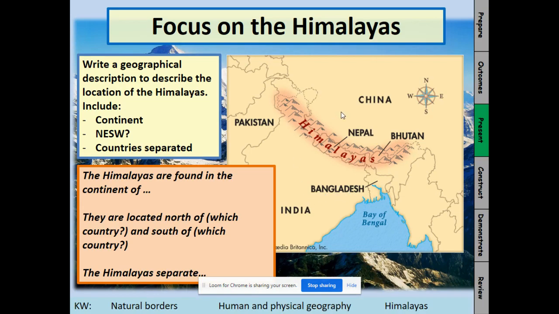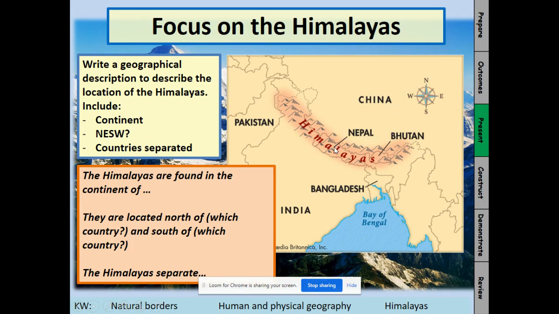The next activity, what I'd like you to do is practice these geographical descriptions. So you're just looking for a short paragraph, no more than 4 lines, to say where the Himalayas are. Try and include the continents. Try and include your compass points.